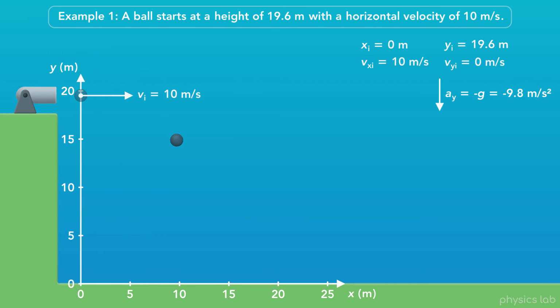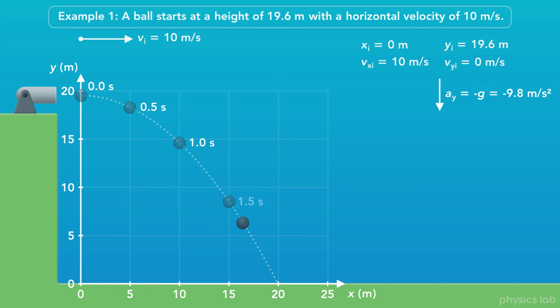Now let's see what this motion looks like. The ball moves to the right and falls down at the same time. What's happening to the x position over time? What about the y position? And what do you think is happening to the velocity in the horizontal and vertical directions? Are they increasing, decreasing, or staying the same? Here's some grid lines and snapshots of the ball's position at half-second intervals. How much does the ball move to the right during each interval? And how much does it move down?